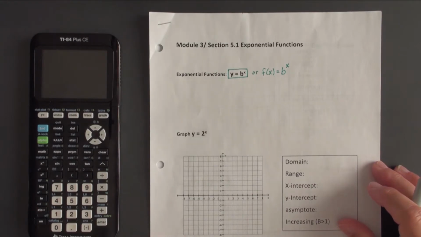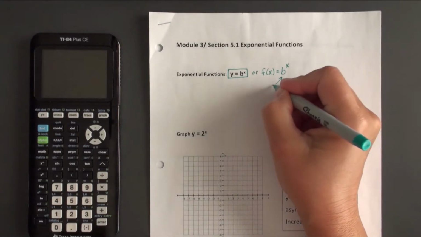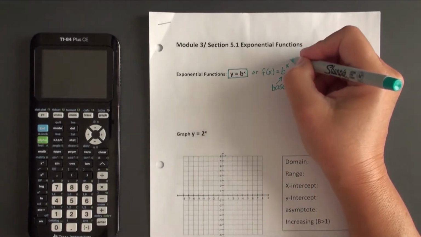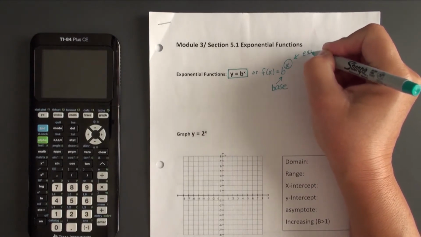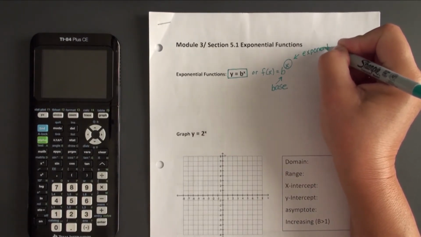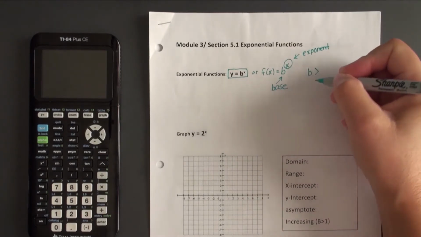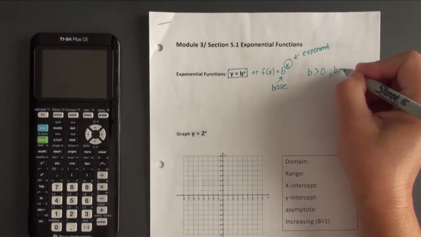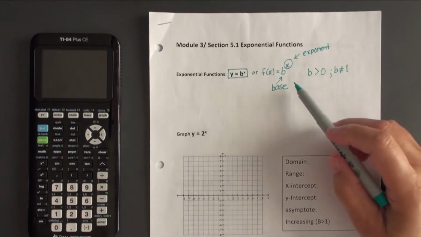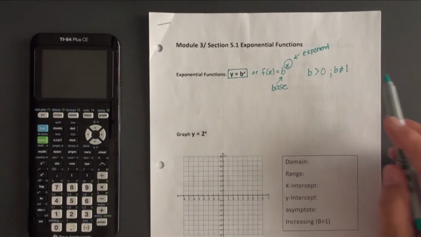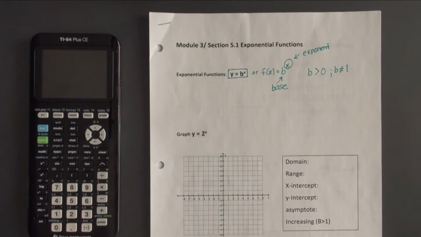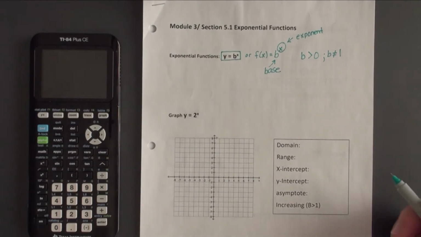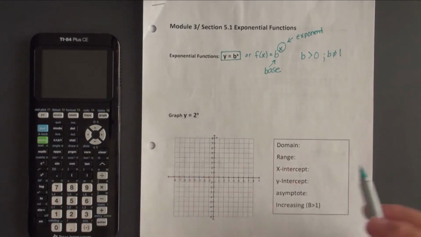And in our exponential function, b is called the base, and the variable x is the exponent. And b must be a positive number, so greater than 0, but b cannot equal 1. If b were equal to 1, then 1 to any power is 1, so that wouldn't give us any information about the function.